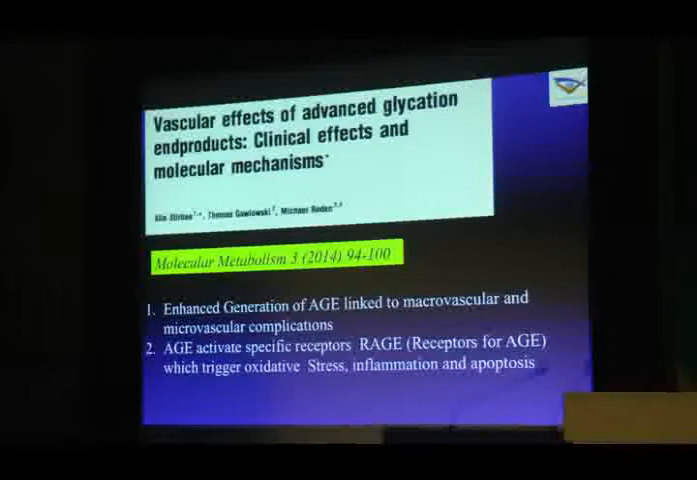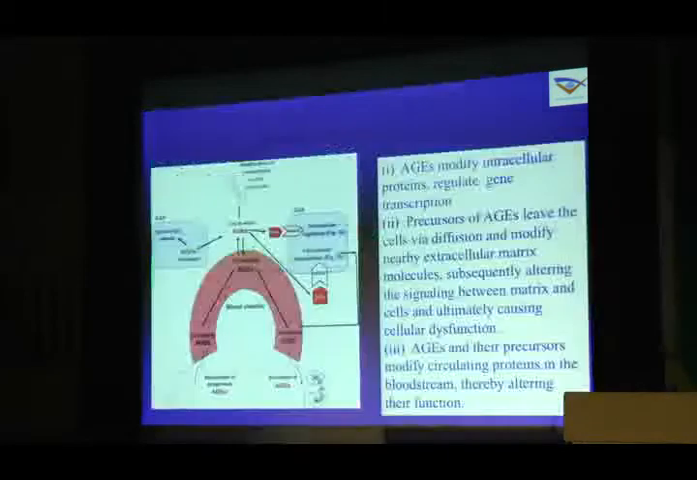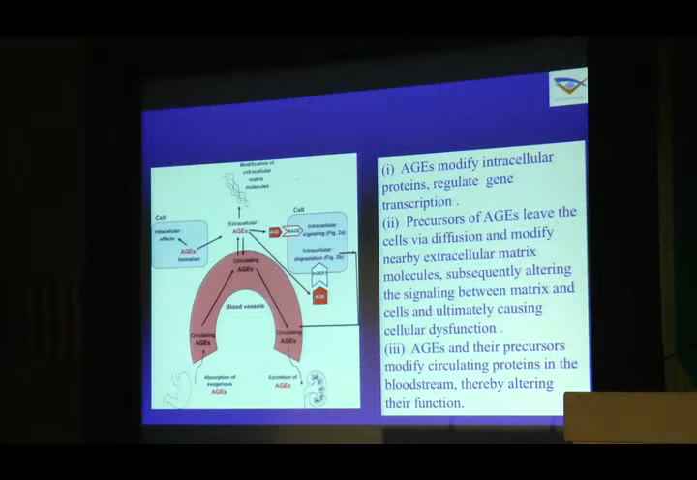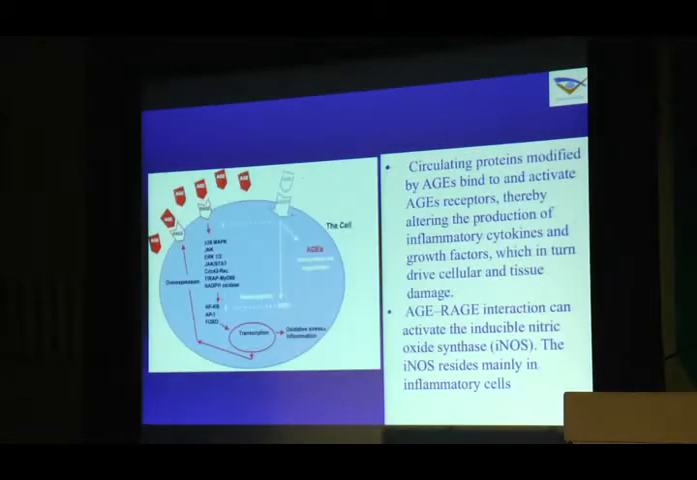Now, the vascular effect of advanced glycation end products is an important concept. The enhanced generation of advanced glycation end products is linked to macrovascular and microvascular complications, and AGEs activate specific receptors, the RAGE receptors, which trigger oxidative stress, inflammation, and apoptosis. Now, it's known that AGEs modify intracellular proteins and regulate gene transcription, and they are involved in various biochemical effects which are manifested in diabetic macular edema and diabetic retinopathy.